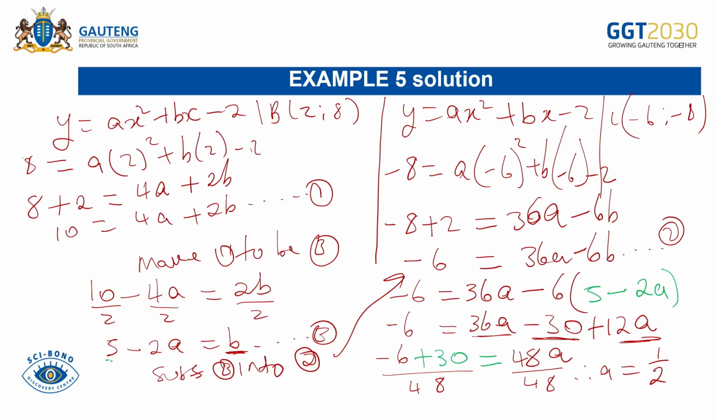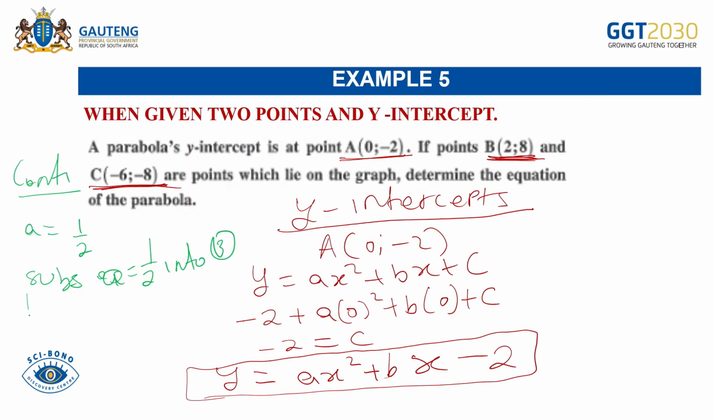Okay, this is our equation 3. So I'm going to substitute it there. 5 minus 2a equals b. So your b equals 5 minus 2a. So b equals 5 minus 2, where you see a, you substitute 1 over 2. Then you will have 5 minus 1, which is 4. Then it means your b is given as 4.